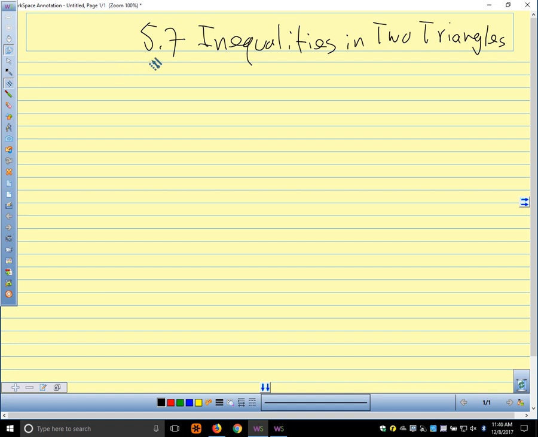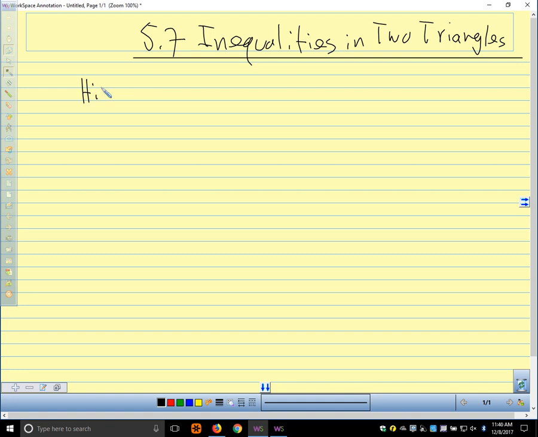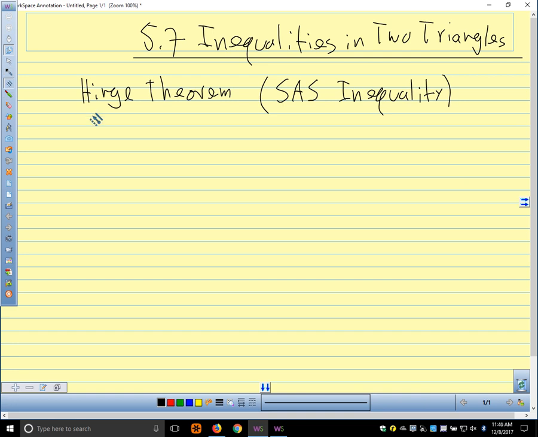All right, so inequalities in two triangles. We have just two theorems today. The first one is called the Hinge theorem. The other way that you'll hear this one referred to is as the side angle side inequality. So what we have is two SAS triangles.